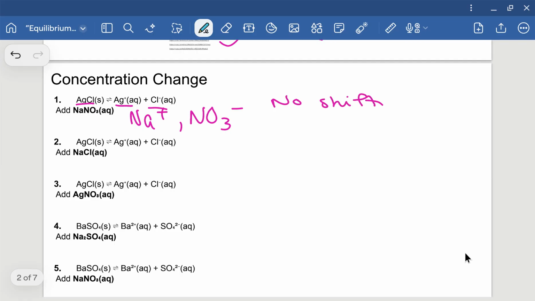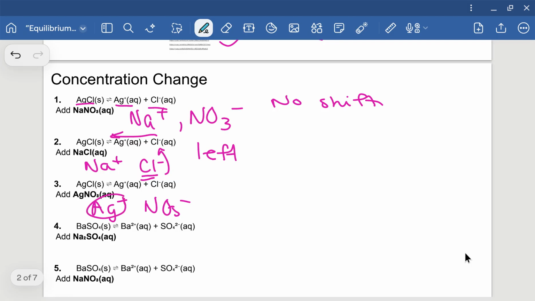Now our next one, we're adding in NaCl aqueous. So you have Na positive, Cl negative. We're directly adding Cl into the system. If you add in, you shift away. So this would be a left shift, or shift to the left. Our next one, you're adding silver nitrate, so Ag positive and NO3 negative. This time we're directly adding in Ag positive. So if we were increasing that, again, you shift away. So we're going to shift once again to the left.